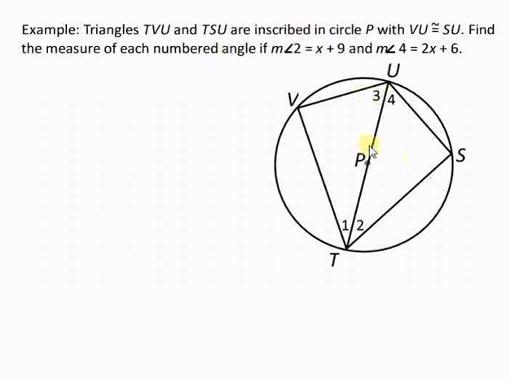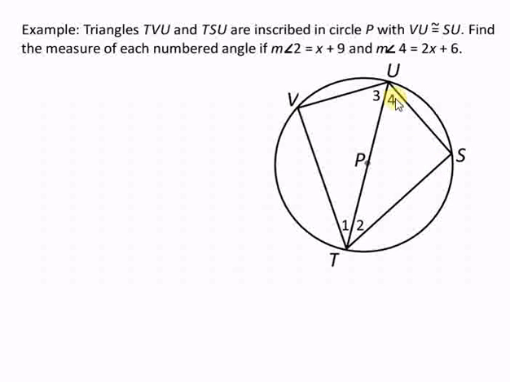we have two triangles that are inscribed in this circle. They tell us that VU and SU are congruent to each other. Find the measure of angle 2, okay, 1, 2, 3, and 4. Okay, well, you see that UT is a diameter, it goes to the center, and therefore I know that angle V is 90. Similarly, angle S is 90.